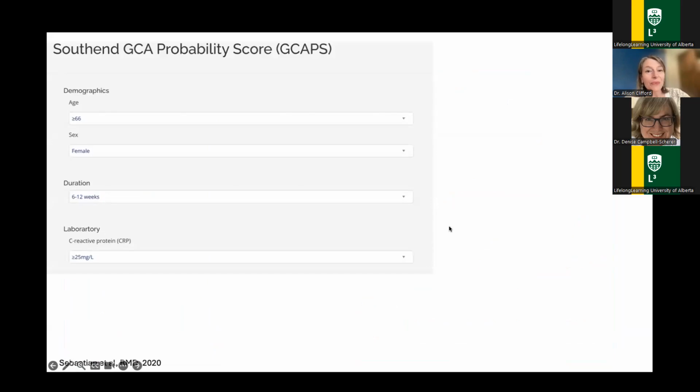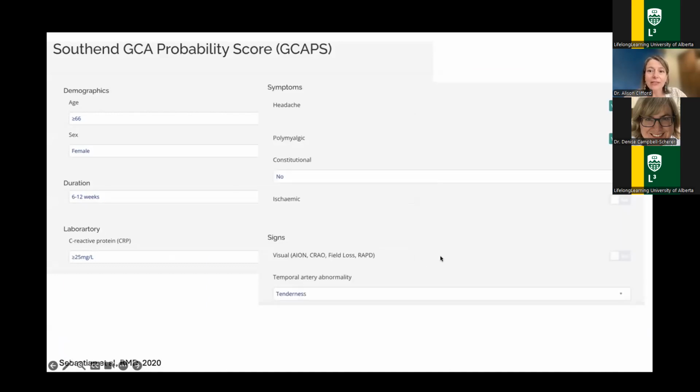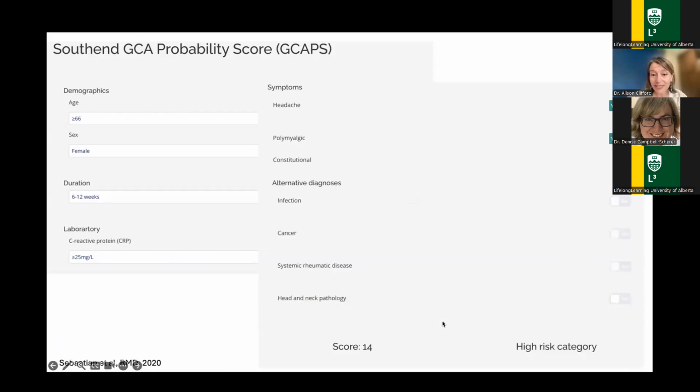This is what that probability score looks like. It's pretty user-friendly, I think. You need to have just a couple key pieces of information about the patient. So I plugged it in, pretending this was an older woman with about 3 months of headache. Her CRP was over 25. What else did I put on here? Headache, PMR, but no constitutional symptoms, no ischemic manifestations, temporal artery tenderness on exam.